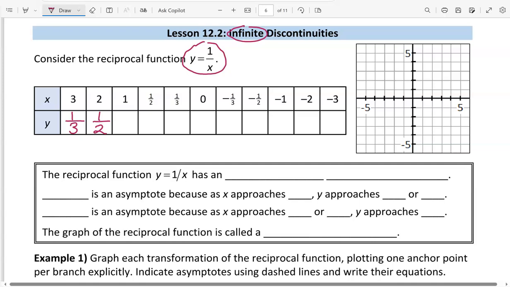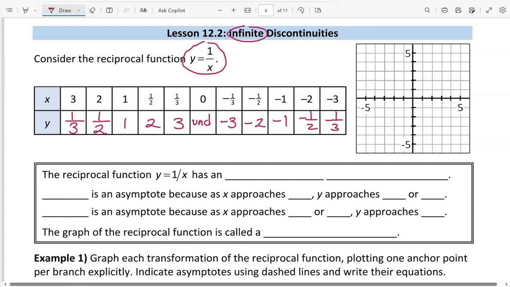What you'll notice is the output values, or the y values, are just the reciprocals of each of the x values. Now when we get to 0, 1 divided by 0 is undefined, so that's not going to produce a y value because x equals 0 is outside the domain of this function. And then we have our negative values. The reciprocal of negative 1/3 is negative 3, of negative 1/2 is negative 2, negative 1, negative 1/2, and negative 1/3. We can plot all these points.